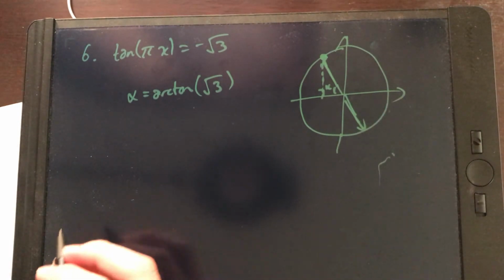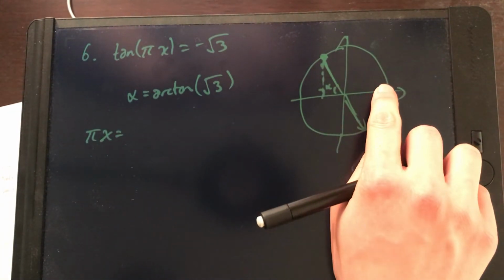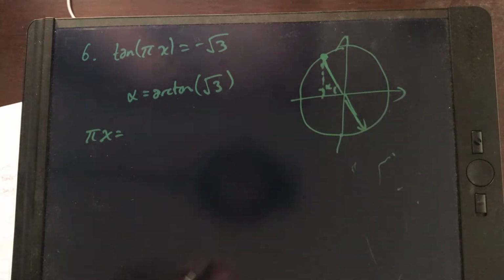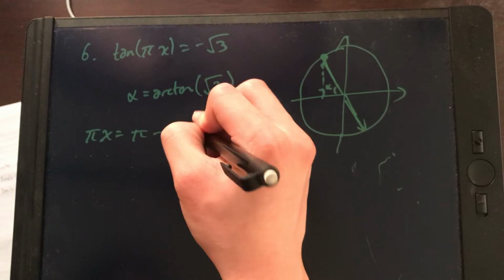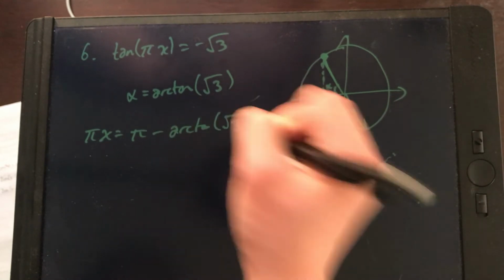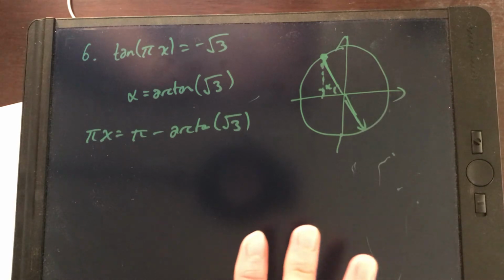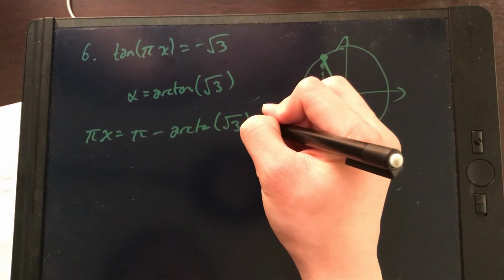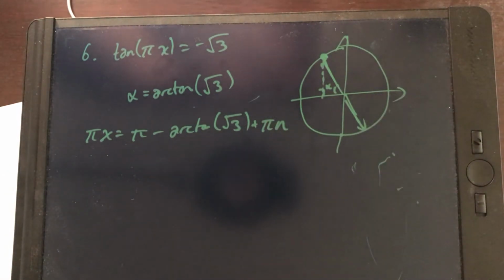So to get our first solution, to get to this first bit, we're going to go pi and then minus alpha. Pi minus, well, alpha is just inverse tangent square root 3. And here I'm going to introduce this idea of different periods. For sine x, cosine x, you add arbitrary 2n pi. For tangent x, you just need to find any answer, and to get the rest of your answers, you're going to add pi n, or n pi, some multiples of pi. So n is an integer here.